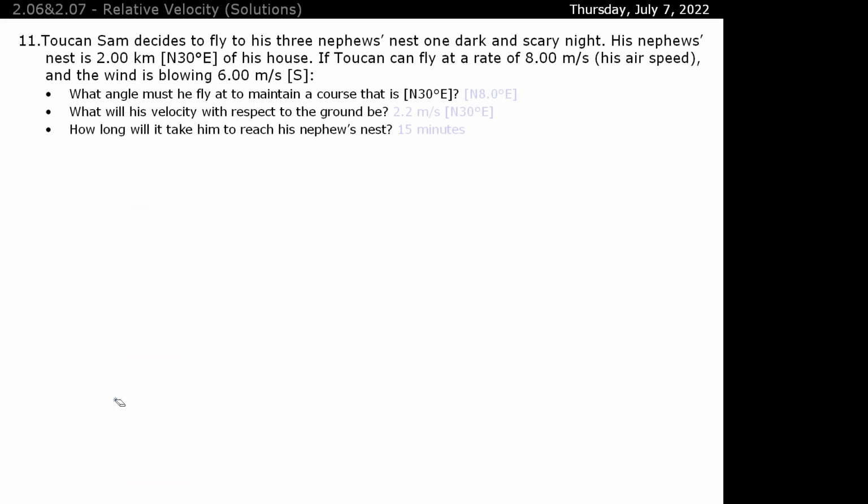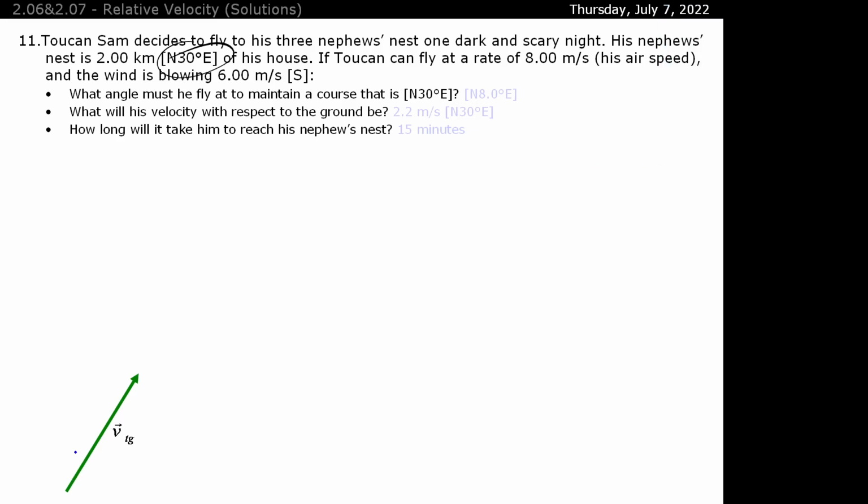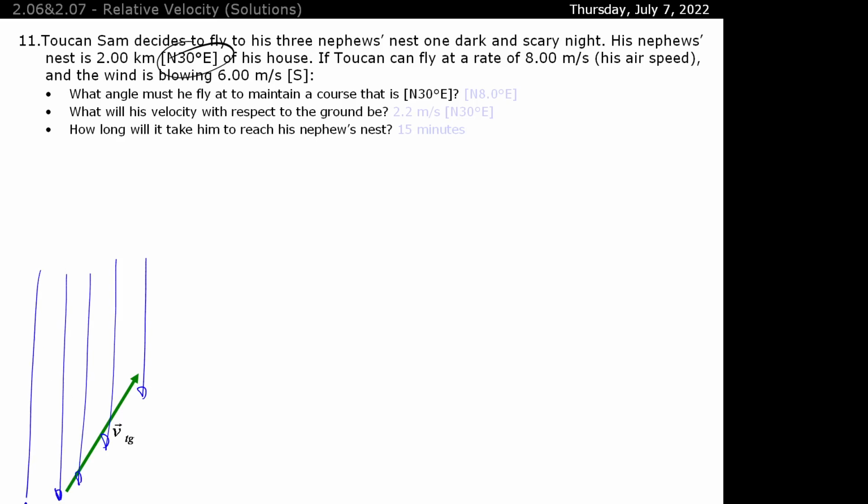Toucan Sam decides to fly his 3 nephews, and what does he know? They are located north 30 degrees east of his house. Remember that this is kilometers, not kilometers per hour, so we don't know the velocity of this, but we know that this is definitely facing north 30 degrees towards the east. That night the wind was blowing towards the south, so we have this huge gust of wind blowing towards the south. So the only way that he can end up at his destination is if he flaps his wings ridiculously hard, overcoming the wind current.